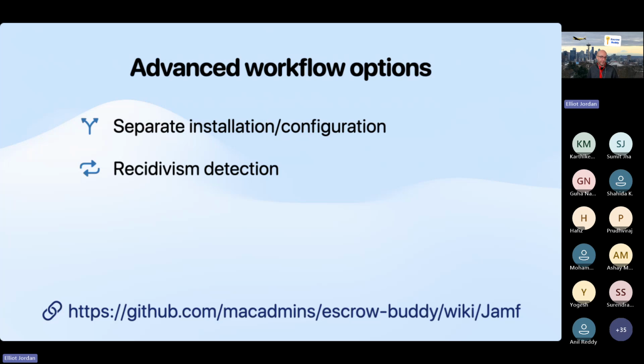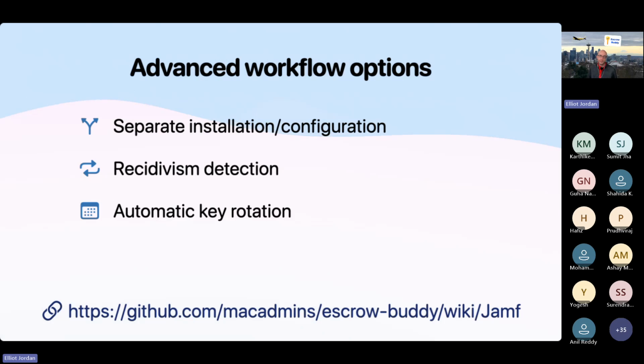Also, recidivism detection. It's a fancy Scrabble word. That means Macs that go from valid key to invalid or missing key more than once. So if it's looping through this process, you can flag those Macs so you can investigate the root cause. And again, all these are on the wiki page for Escrow Buddy on Jamf. I gave some examples on how to do this.